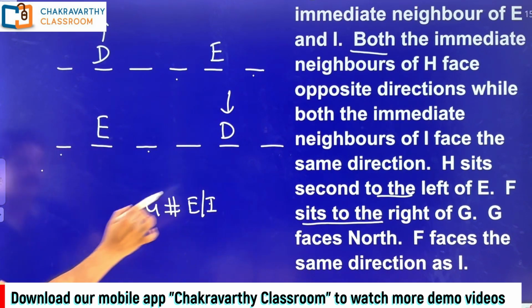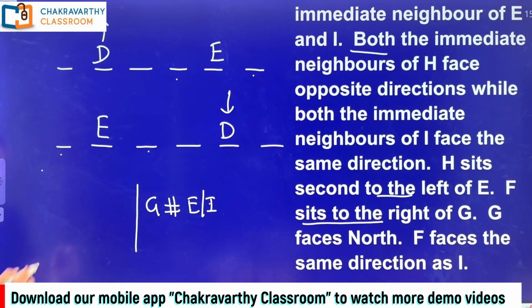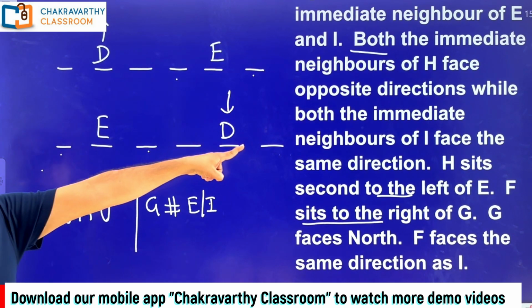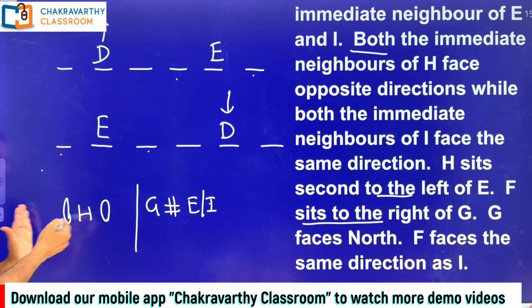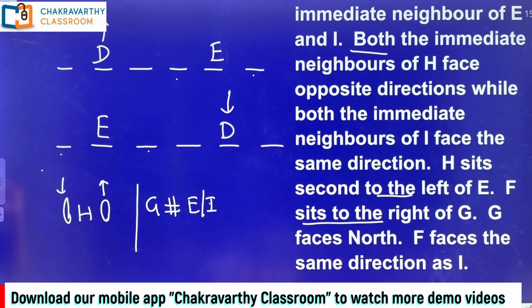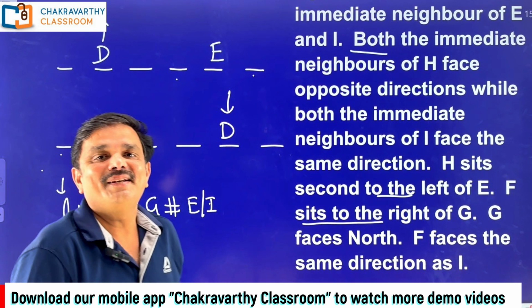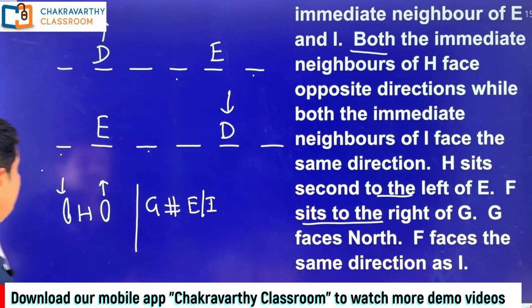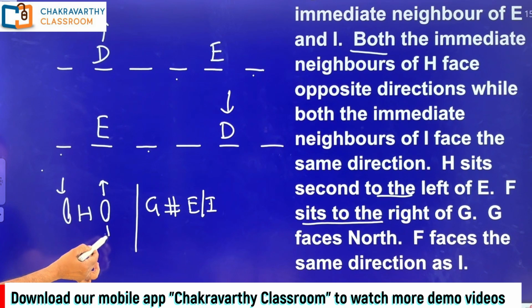So let me write it down here so that you can easily understand. Suppose H is here. This is one of the neighbors, and this is the other neighbor. According to the given statement, if this person is facing north, the other person should face south. Not with reference to H, but with reference to each other. That's the very meaning of the given clue. Suppose this neighbor is facing south, this neighbor must face north. Just for our understanding, we'll keep it like this.